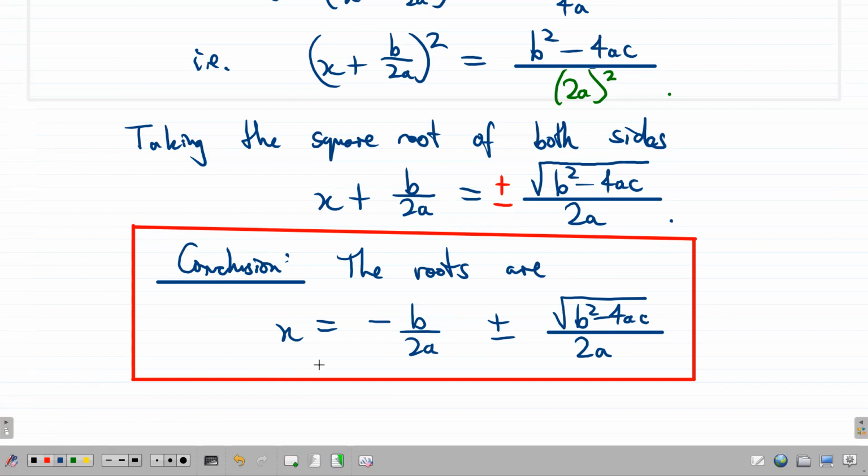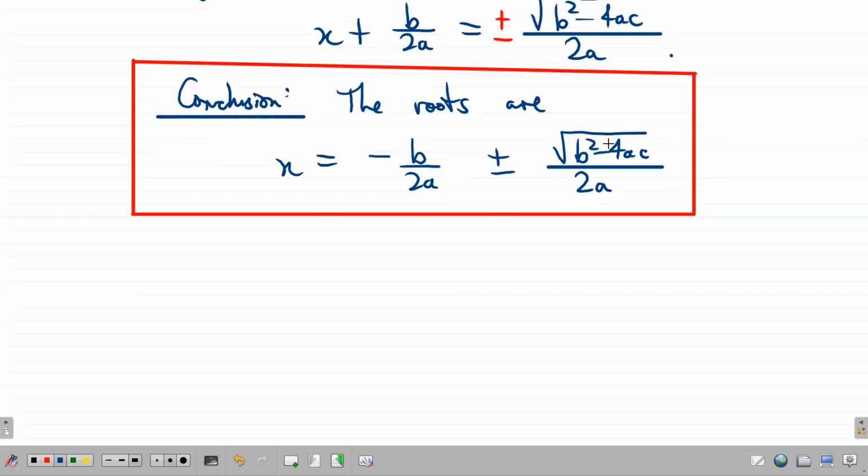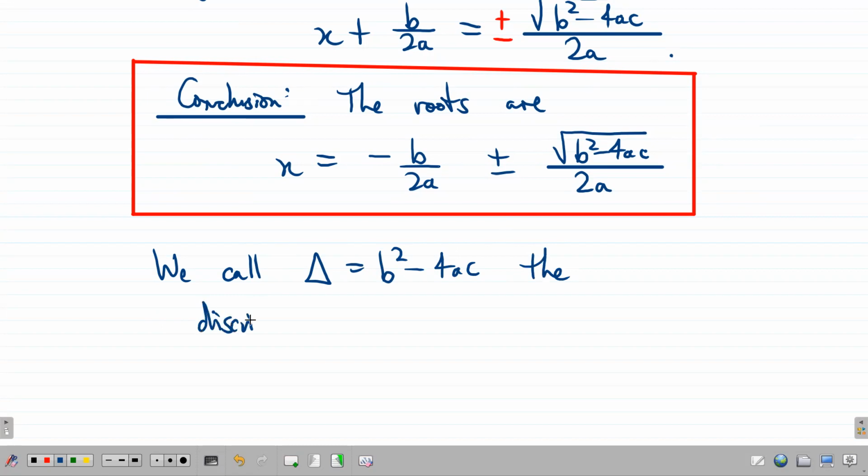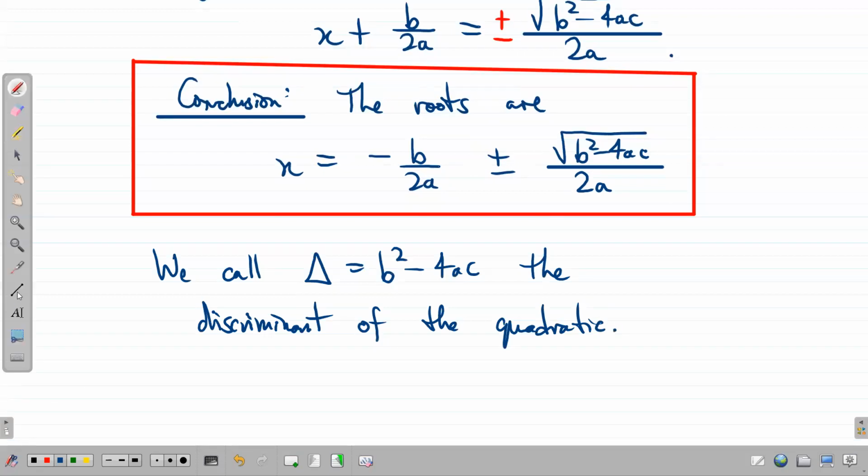Just as an aside, the number that goes in the square root part of this formula, we call that the discriminant. So just a bit of notation, we call delta, which is the number b squared minus 4ac, the discriminant of your quadratic. We're certainly going to refer back to this in a little bit.